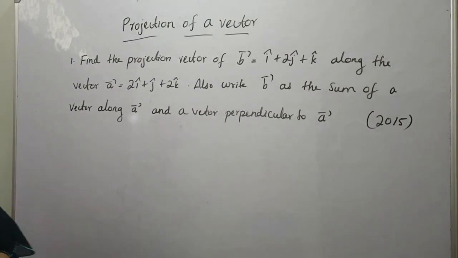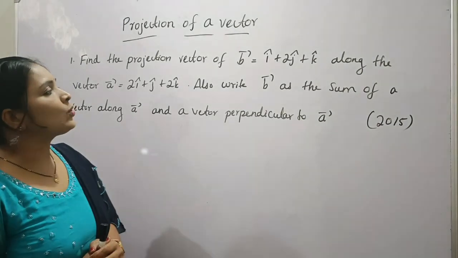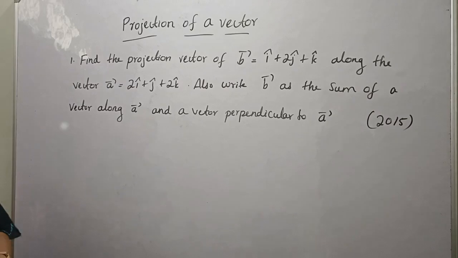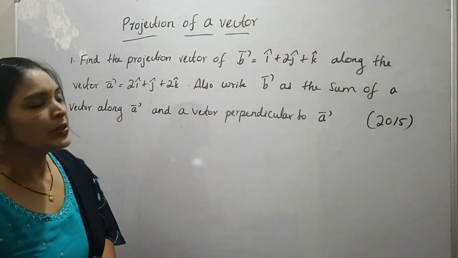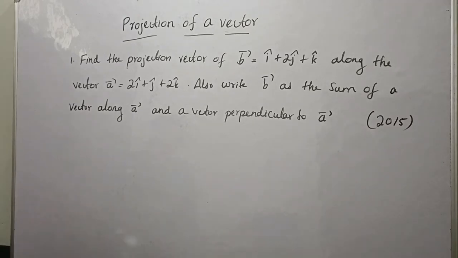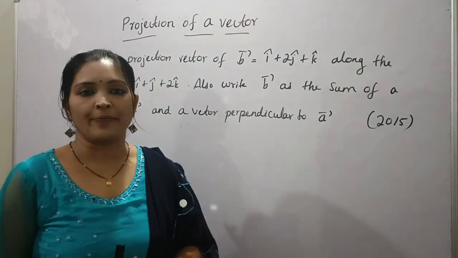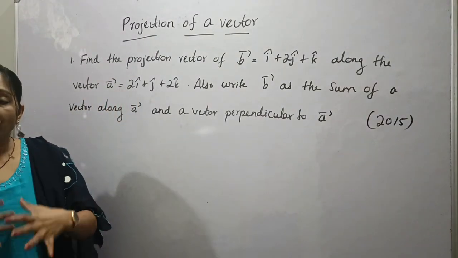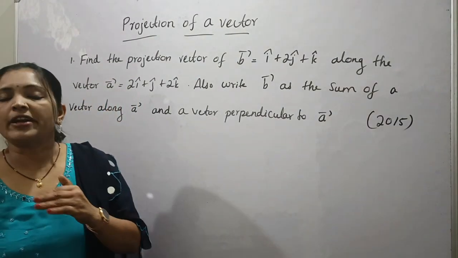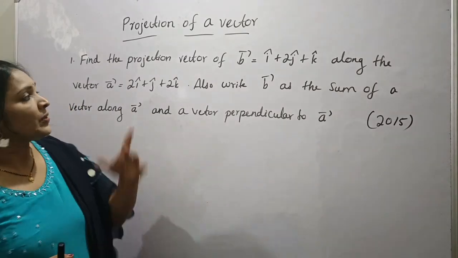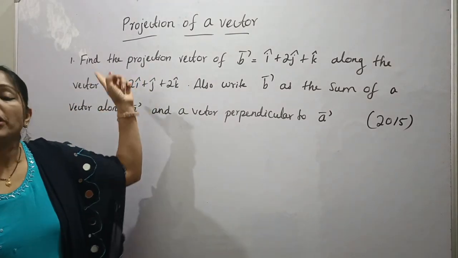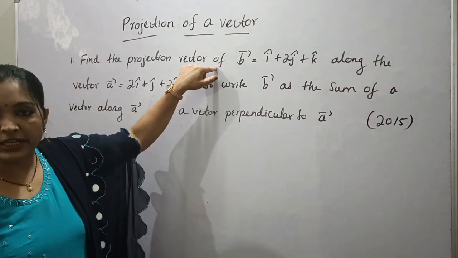Look at the very important question. Find the projection vector of vector B equal to i plus 2j plus k along the vector A equal to 2i plus j plus 2k. Also write vector B as the sum of a vector along vector A and a vector perpendicular to vector A. We know how to find projection of a vector on another vector, right? Here we have to find projection vector of B on vector A.